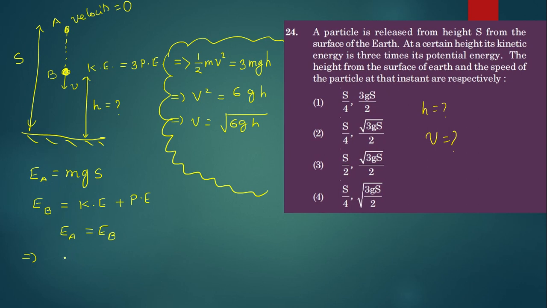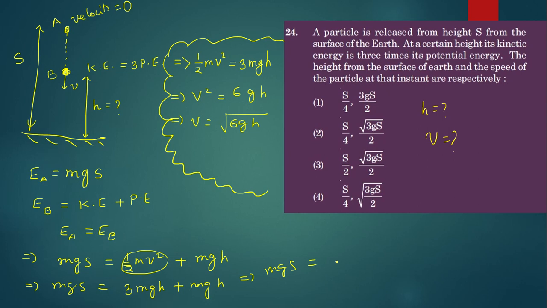when the forces are conservative, which is true in this case. So mgs equal to half of mv square, kinetic energy, plus mgh. Let me do the calculation further. I will just put the value of this half of mv square to be 3 times mgh according to the question. Then mgs equal to 4 times mgh, thereby h becomes equal to s by 4. So h is s by 4.